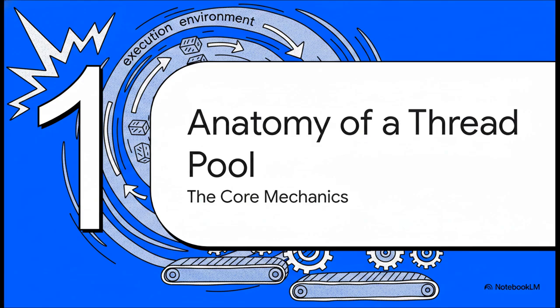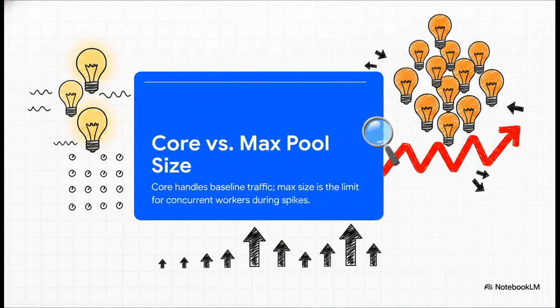Section 1. Anatomy of a thread pool. The core mechanics. A lot of developers really misunderstand this fundamental relationship. You've got your core pool size and your maximum pool size. Core threads are kept alive to handle your baseline, everyday traffic. The maximum size, on the other hand, dictates the absolute hard limit of concurrent worker threads that are allowed during massive traffic spikes.